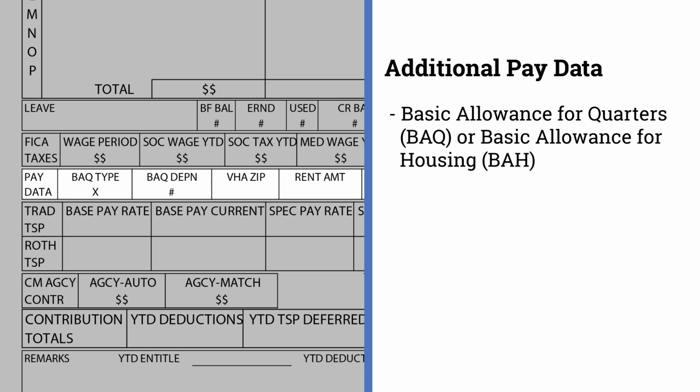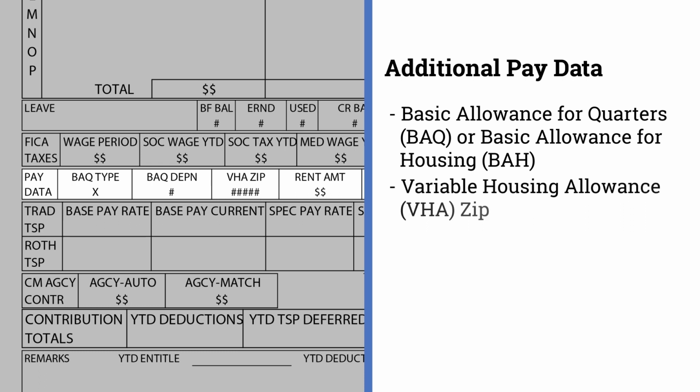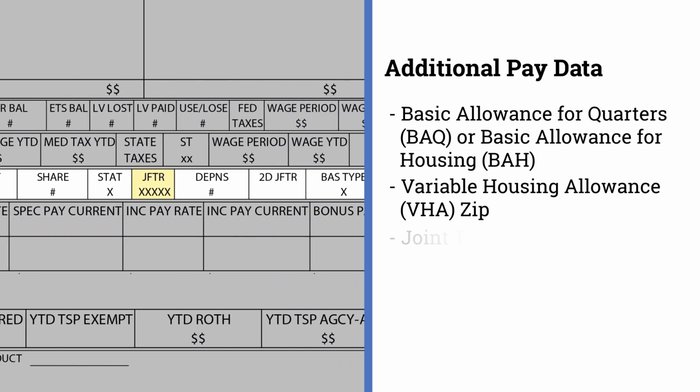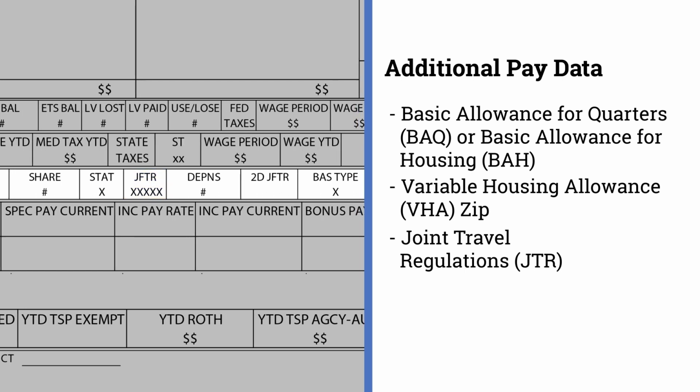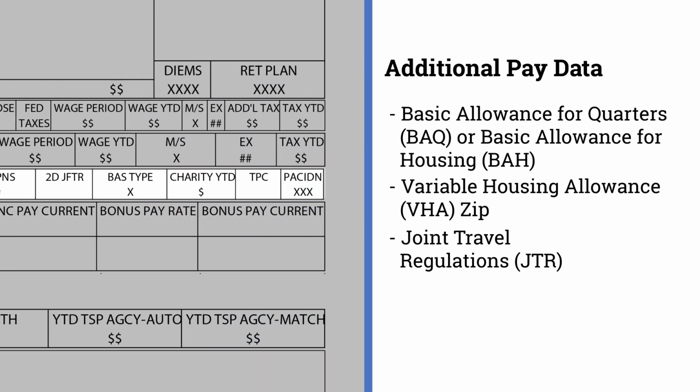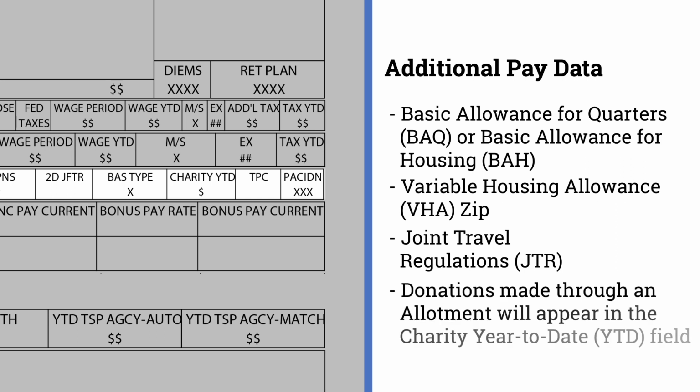The BAQ type and dependent is based on your dependency status. The zip code is used to compute your Variable Housing Allowances, or VHA. The Joint Travel Regulation Code is based on the location for your Cost of Living Allowance or the type of Basic Allowance for Subsistence, or BAS, if such entitlements apply. Have you donated to a charity such as the Combined Federal Campaign or other charitable organization in the past year? If the donation was made through an allotment, you can see that in the Charity YTD field.